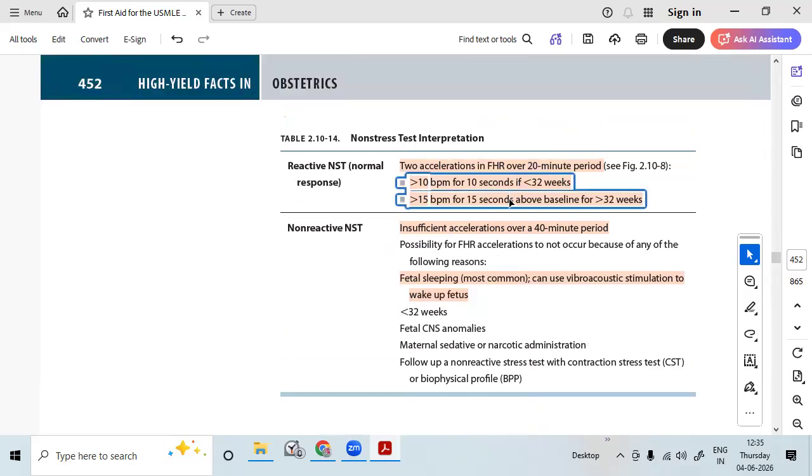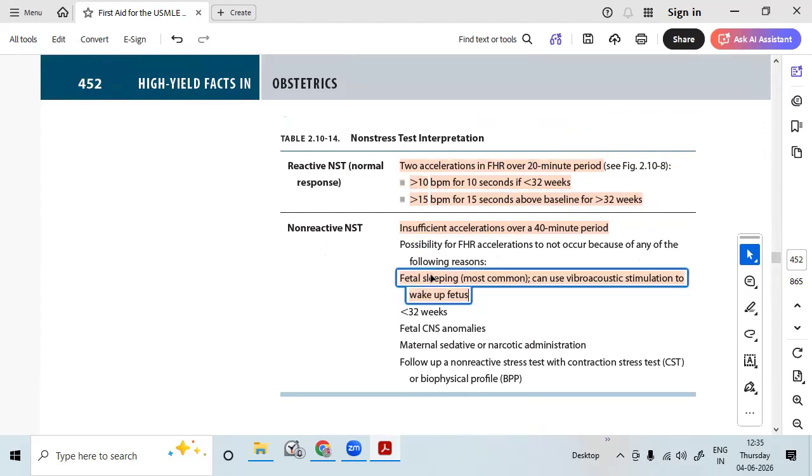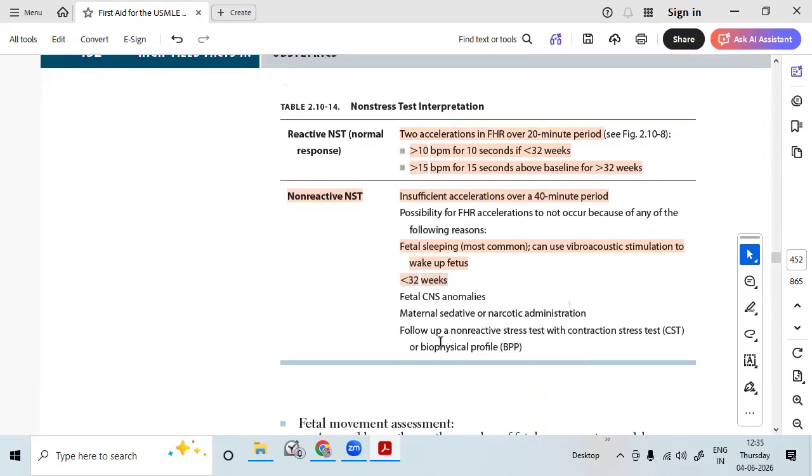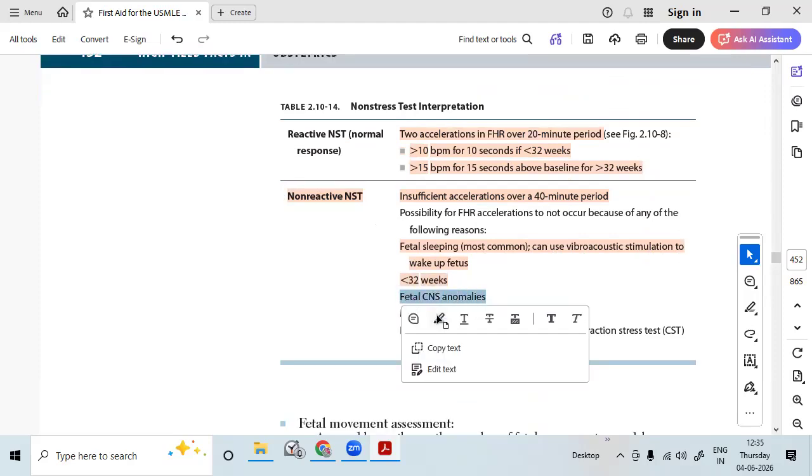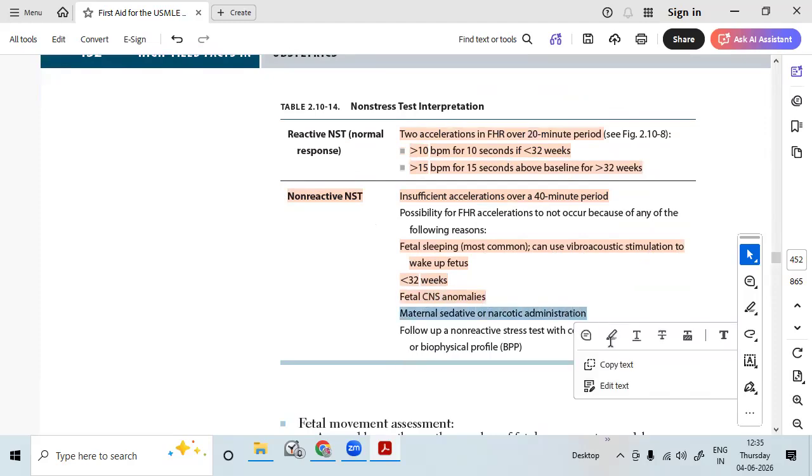So reactive NST is this. Non-reactive NST, insufficient accelerations over a 40-minute period. Why do they not occur? Maybe the fetus is sleeping. This is the most common reason. You can use vibroacoustic stimulation to wake the fetus up. When do you get a non-reactive NST? The fetus is sleeping, or you're doing it in less than 32 weeks, fetal CNS anomalies are there, or maternal sedative or narcotic administrations are there. Follow up a non-reactive stress test with a contraction stress test or biophysical profile.